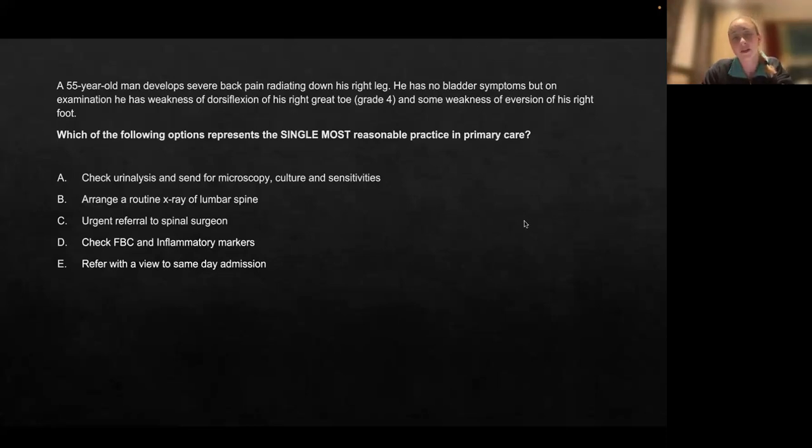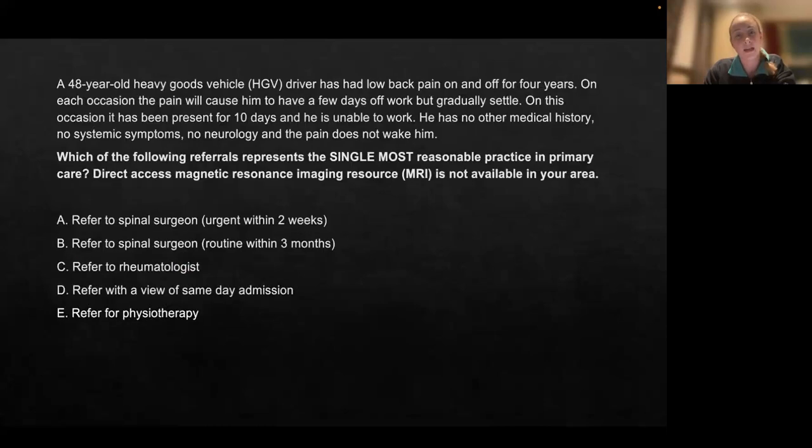Oh, okay, so the answer to this one is that you need to refer him in for same-day admission. Back pain is something that comes up a lot in GP because it's very, very common, but the important thing with it is knowing if it's very benign musculoskeletal back pain or if you've got any red flag symptoms, and here the most important thing to rule out is cauda equina.